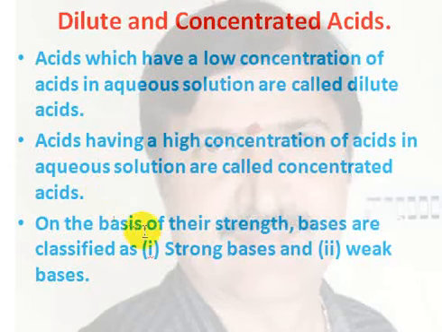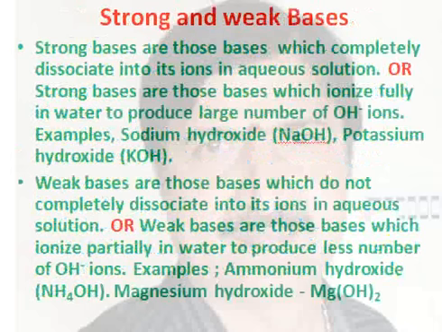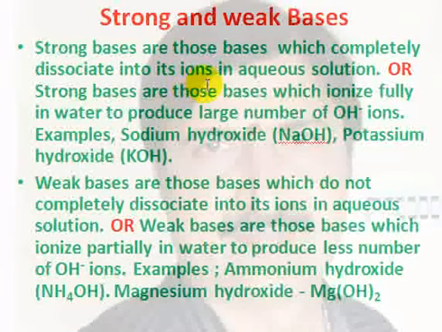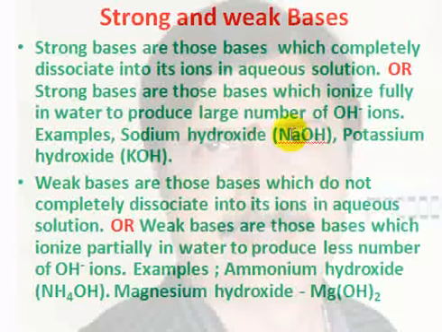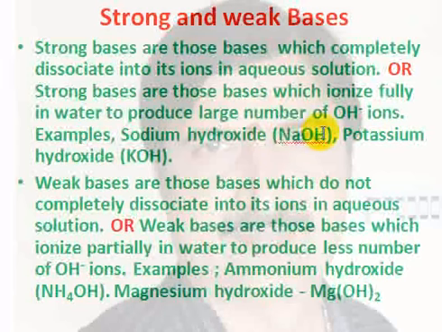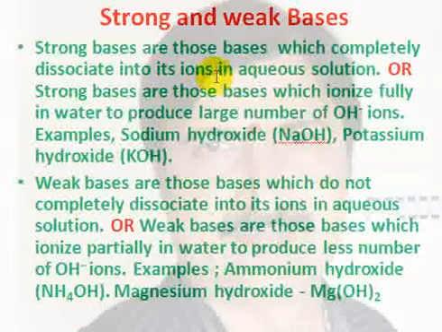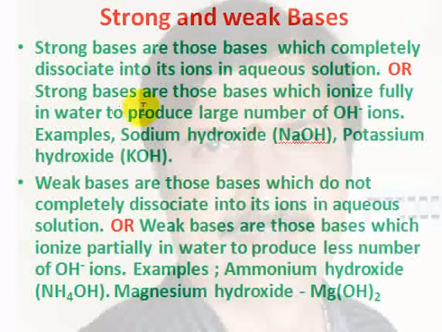Similarly, we can group the bases into four types: strong bases, weak bases, concentrated bases, and dilute bases. Now let us study one after the other. You have the knowledge of acids now, so based on that you can understand the bases also. Strong bases are those bases which completely dissociate into ions in the aqueous solution. Example, sodium hydroxide. When 100 molecules of sodium hydroxide are added to water, all 100 molecules dissociate into ions. Then it is called a strong base. Strong bases ionize fully and produce a large number of OH minus ions.